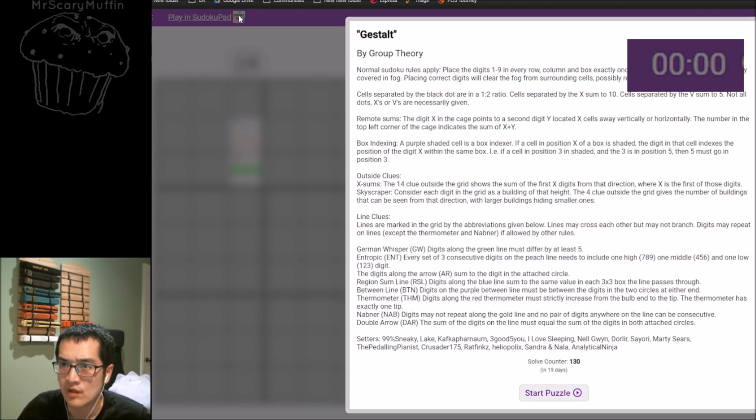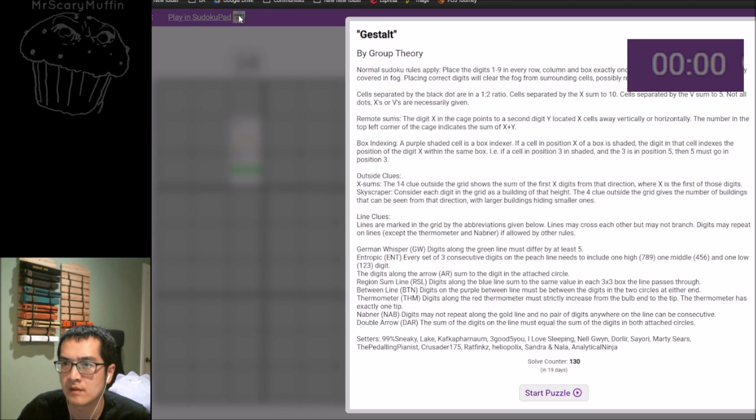We have something called remote sums. The digit X in the cage points to a second digit Y located X cells away vertically or horizontally. The number in the top left corner of the cage indicates the sum of X plus Y. I'm going to come back to that one after we see what the grid looks like.